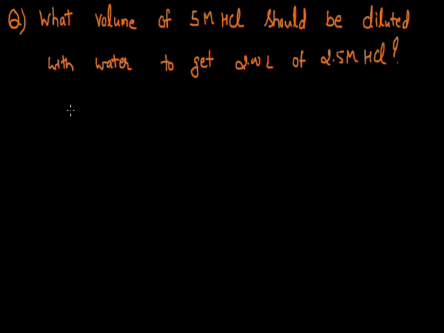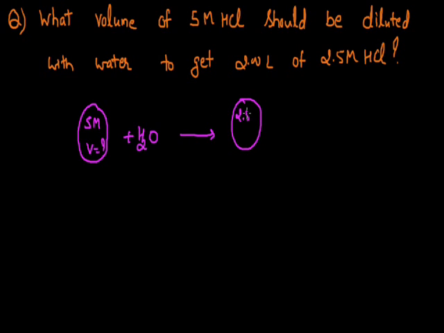Now here we are asked what volume of 5 M HCl solution should be diluted with water to get 2 liter of 2.5 M HCl. Here the initial solution has a molarity of 5 M. The volume of this solution is still unknown. We are to add water to this so that we get a solution with a molarity of 2.5 M and a volume of 2 liter.